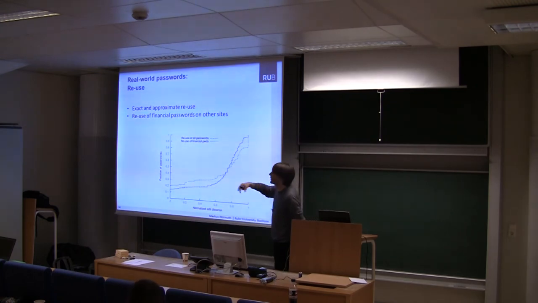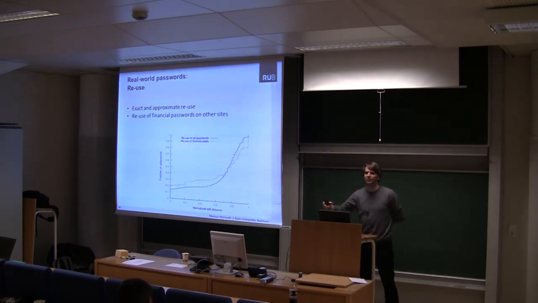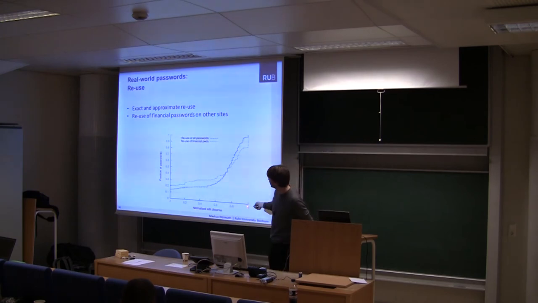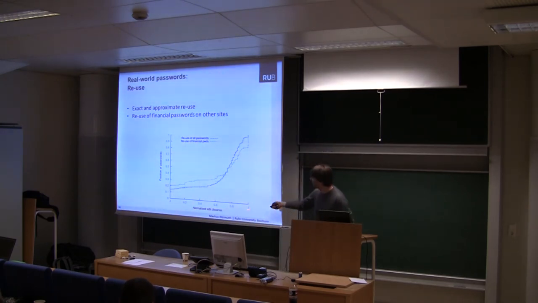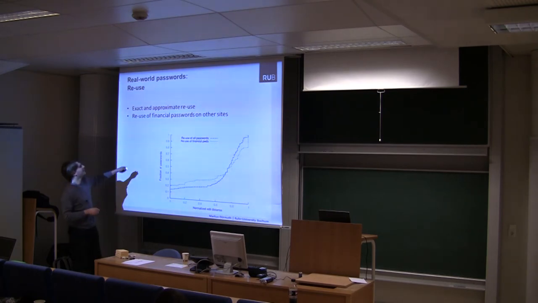The blue line is reuse in general, overall passwords, and green is reusing financial passwords on another site for the same user. Remember, we have data from malware. Malware captures several passwords per user, which puts us in a unique situation here. On the x-axis, we have normalized edit distance, which means that one is completely different and zero is completely equal. So if we look at exact reuse, we have these numbers: reuse overall in blue is about 14%, and reuse of financial passwords on another site is about 20%.